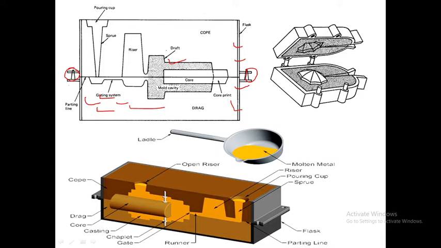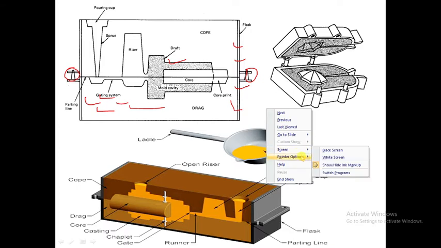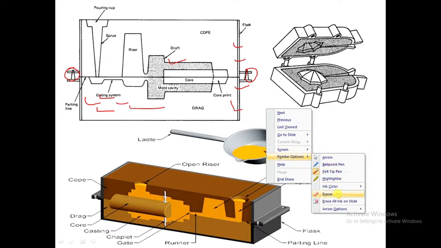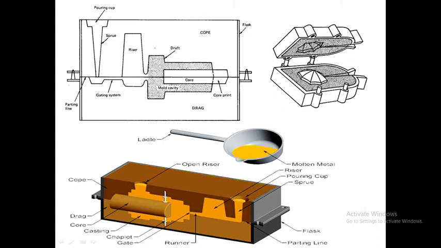Here you can see the different parts. First one is the cope. This top box, this flask, is called the cope. This bottom one is called the drag. These are the locating pins. Inside, the core is there. What the core is, we will see in our upcoming slide. Here the cavity is there.